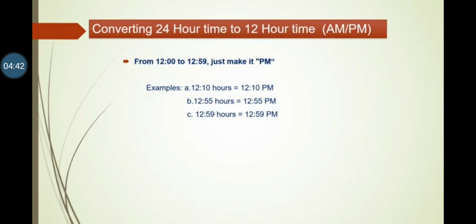The third rule is that from 12 to 12:59 just make it p.m. For example, 12:10 hours, it means the second half starts, so we have to write 12:10 p.m. 12:55 hours, 12:55 p.m. and 12:59 hours is equal to 12:59 p.m. We can call it noon also.